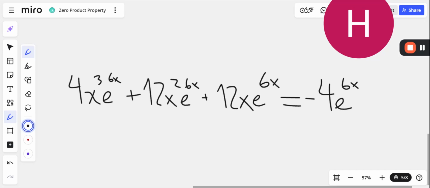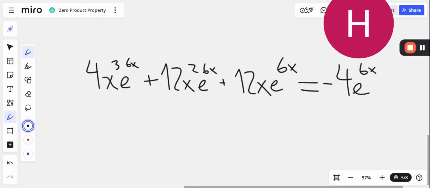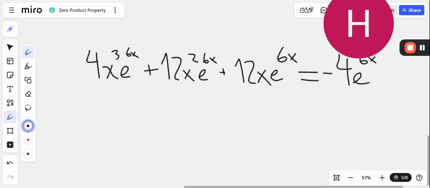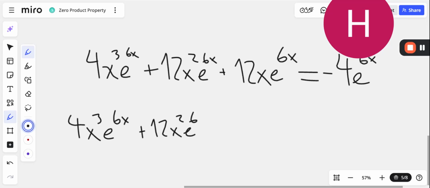Okay, there are a couple structures that I hid inside of this. Let's move everything over to one side. You know the drill. We cannot use the zero product property if there's not a zero on one side of the equation, so it's a great way to start. Let's add the 4e to the 6x.